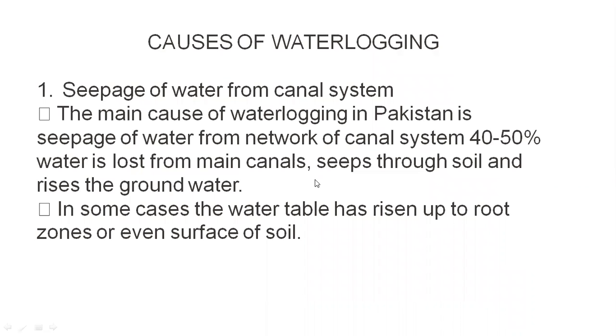Sometimes the water table rises up to the root zones of the area, or sometimes it reaches the surface of the soil. When it is near the ground level, obviously this could be the reason for saline soil or salinization, and when it comes onto the surface of the soil, it could be the reason for waterlogged soils.